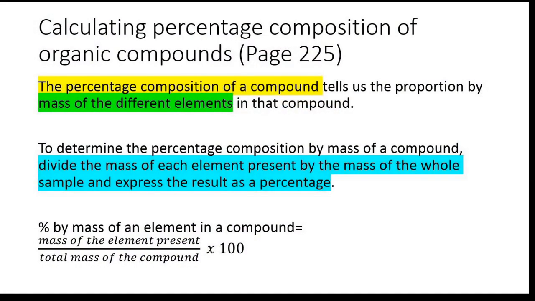Alright, so if we look at this particular chapter, which is on page number 225, it says here, calculate percentage composition of organic compounds. The percentage composition of a compound tells us the proportion by mass of the different elements in that compound. To determine the percentage composition by mass of a compound, divide the mass of each element present by the mass of the whole sample and express the result as a percentage. So the equation is mass of the element divided by total mass of that compound multiplied by 100%. I'm going to show you an example of how it looks.